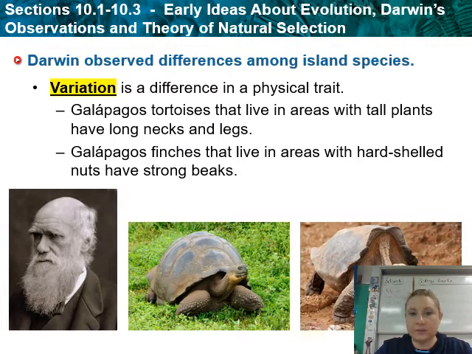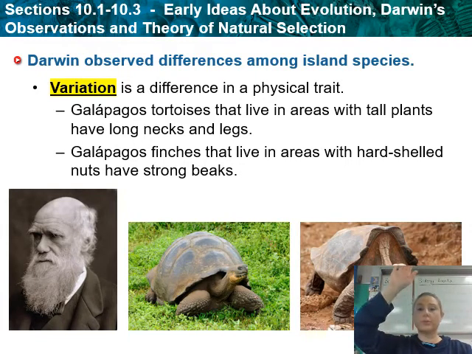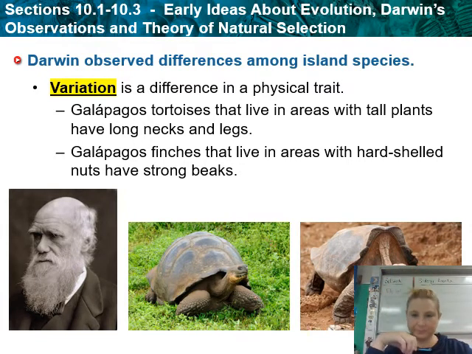So these Galapagos tortoises that lived in areas that had tall plants that they had to reach up to grab would have these arching shells so their necks could stretch up super tall so they could eat the plants. And then the tortoises that lived in places that were grassy, like in this picture, didn't have to reach up tall to get their food, so they could eat from the ground. So they didn't have these long necks and arching shells.